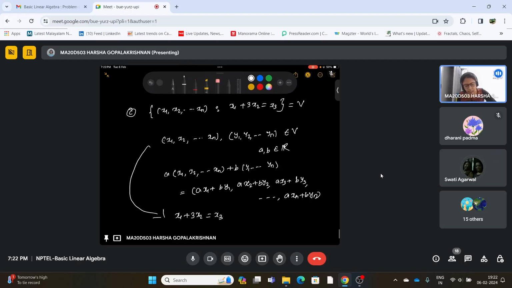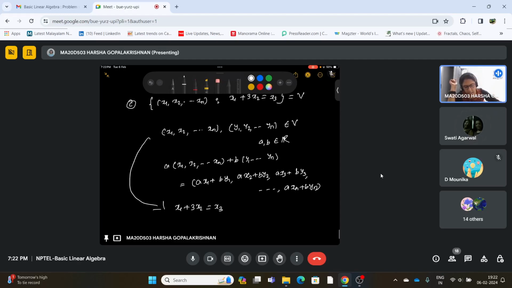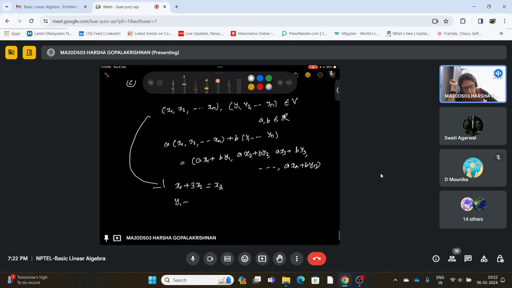Is that clear? Yeah, I mean we want to check if this condition is satisfied even for the scalar combination. So we have to take y1 also like that, right? Yes, y1 also we are taking, because y1, y2, etc. are also in V. So what is the condition we are having? y1 plus 3y2 is equal to y3. Now what we need to check is whether this element belongs to V or not.